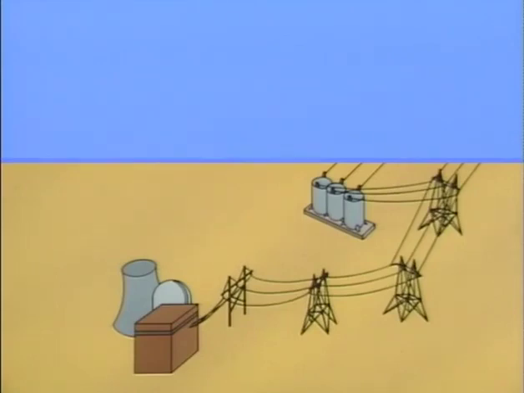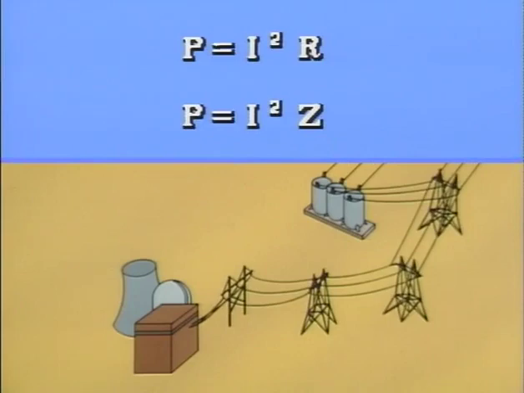As we've said, impedance is one of the greatest contributors to power loss in transmission lines. To determine the power loss due to impedance, we can use the power equation P equals I squared R. Since impedance is the total opposition to current flow in an AC circuit, we can, in effect, substitute Z for R in the power equation and change it to P equals I squared Z.